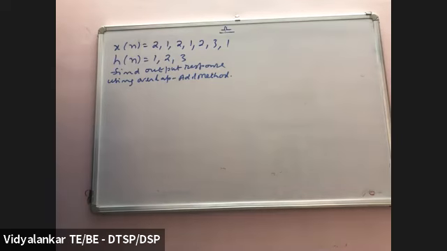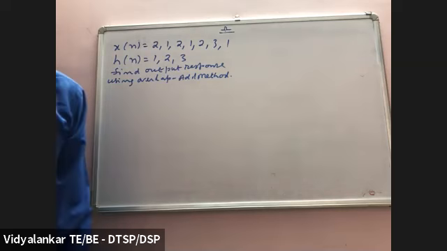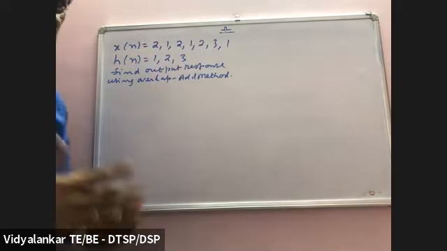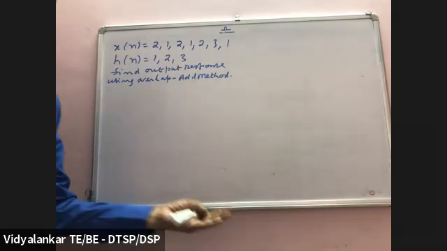Here how many inputs are there? 7. 7 is a prime number. You cannot split equally. Am I correct? Yes, sir. So whenever the input is a prime number, that means 5 points, 7 points, 11 points, 13 points, etc., then what we have to do? Add 1 zero to make it even. So these 7 points we cannot split into either 2 sequences or 3 sequences, etc.